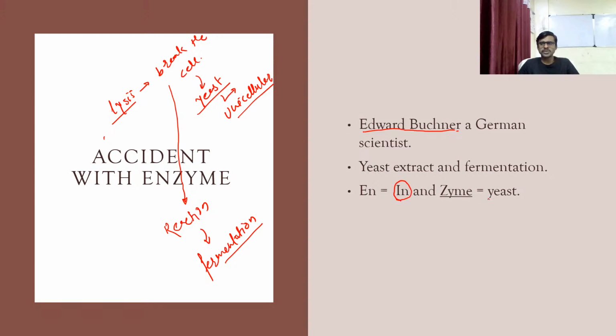So who is conducting the reaction? An unknown thing which is inside of yeast, and in the language of that scientist he wrote that en means inside and zyme means yeast. So yeast can be written as zyme. Inside of yeast means enzyme. So we use this term as it is from the scientist till today.